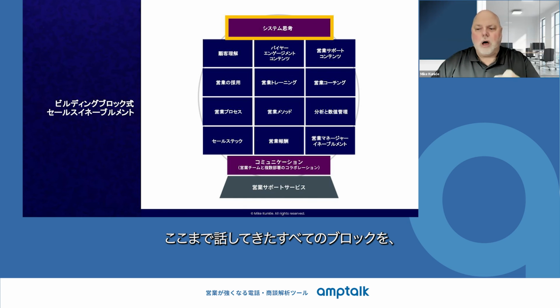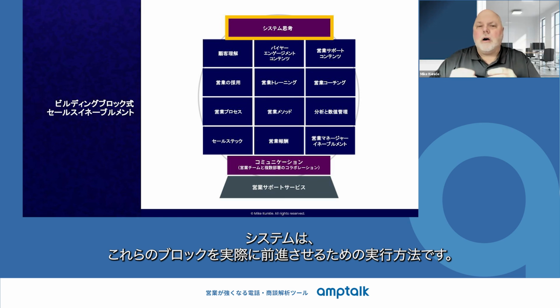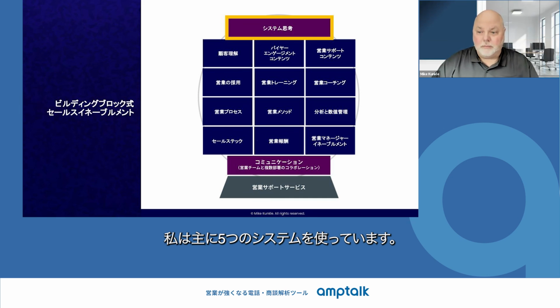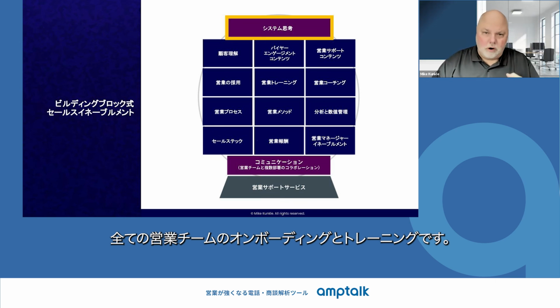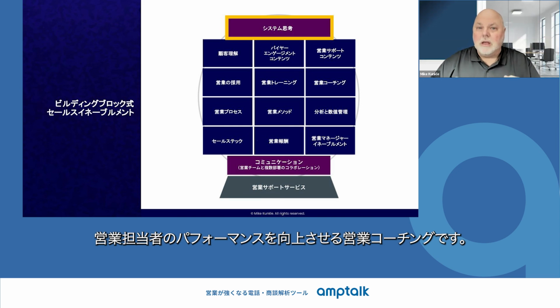I think of all of these blocks that we've talked about so far as performance levers that we can push and pull to improve performance and get better results. The systems, however, are how you execute to actually make progress with the blocks. And I most often work with 5 systems. Their sales hiring system, the sales readiness system for onboarding, sales training for all of the sales force, sales management to get into a cadence of effective management activities, and sales coaching to help reps get to higher levels of performance. And those are the systems.